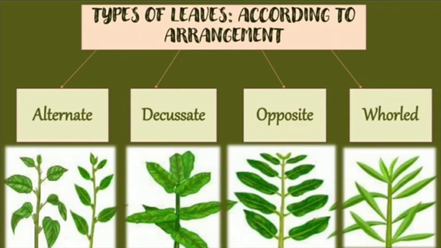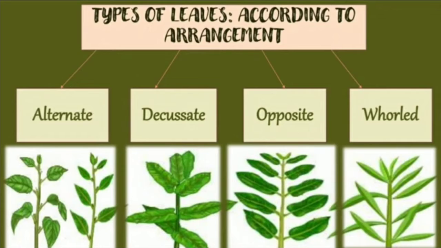Next type is opposite. Here you can see, children, the leaflets are arranged opposite to each other, right? Therefore the name given is opposite. And the next one we have is whorled. That means the arrangement of the leaflets is in a circular pattern, in a round pattern. Therefore the name given is whorled.